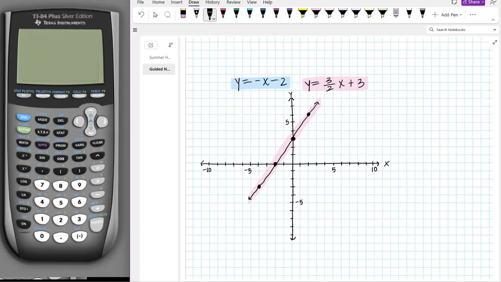It has a y-intercept of -2. So place a point on the y-axis on -2, and it has a slope of -1. -1 is the same thing as -1/1. So since it's a negative slope, it should be decreasing. It's going to go down 1, right 1. Again, 2 points is enough to make a line.